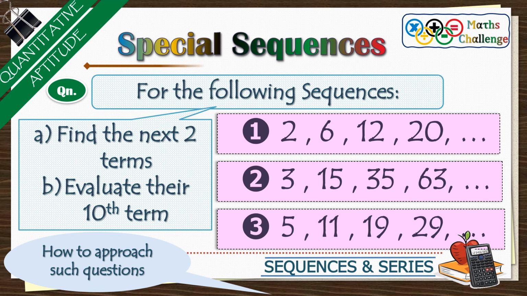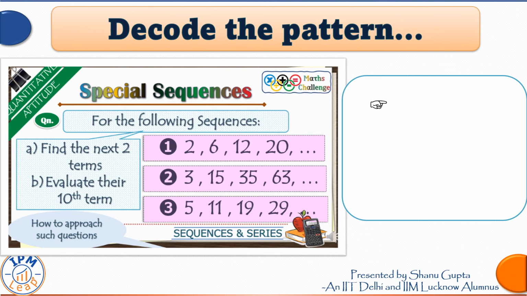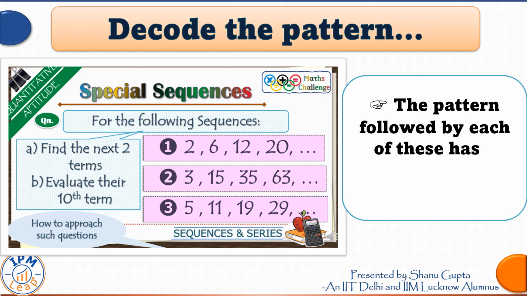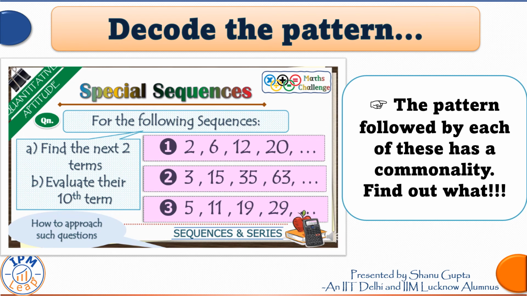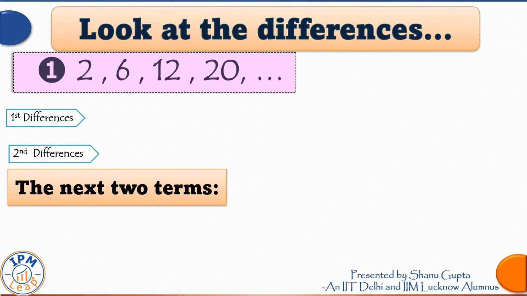Let's begin. So as I said, the pattern followed by each of these has a commonality. The first step for us is to find out what is that. A very useful tip for decoding any sequence is to look at the differences. By the term differences, we mean the difference between any two consecutive terms of the given sequence. So let us focus on our first sequence. 2, 6, 12, 20, and we have to guess the next two terms, right? First, we look at the differences.